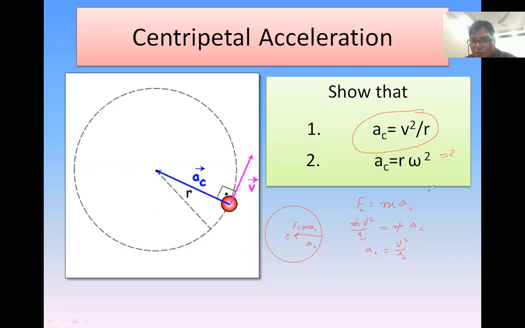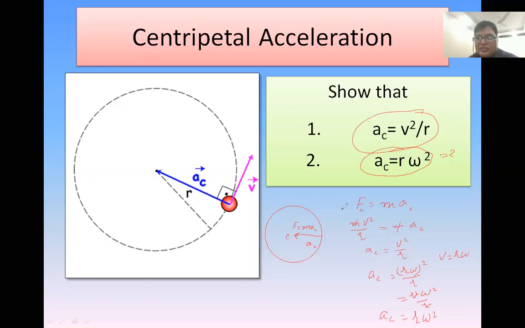Now look, what about this? Put the value of the linear velocity. You know what v is from the previous lecture. This is r omega. Put it here: this is r, this is omega, squared, over r. Then r square omega square over r, and that cancels with it. Then what is AC? This is r omega square. That's proved. That's also a very important equation for your numericals.